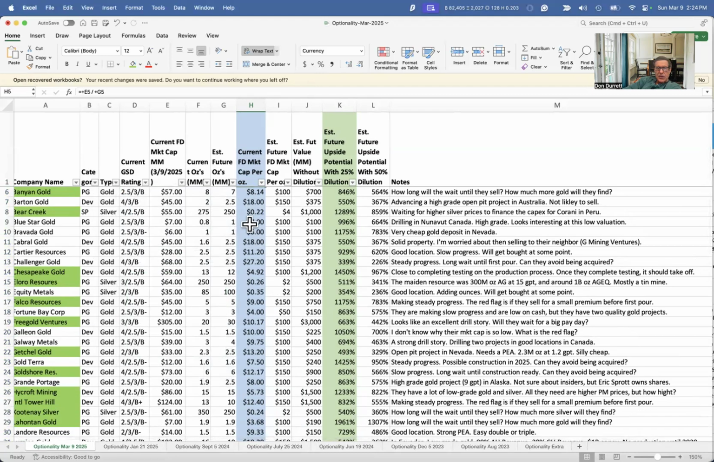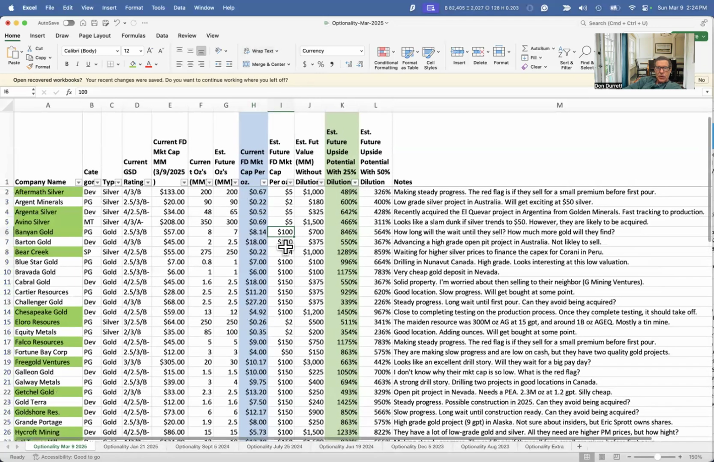So this is current value in the ground, my estimated current value in the ground, and then this is the estimated future market cap. This is what I'm going to use per ounce in the ground. So if we go up to the very top, I'm using $5 for Aftermath. The reason why I'm using $5 is because I expect them to get into production. So if they get into production, is it going to revalue higher? I'm saying that they're probably a minimum of a five bagger, and it could be higher. Then I'm taking 25% dilution.